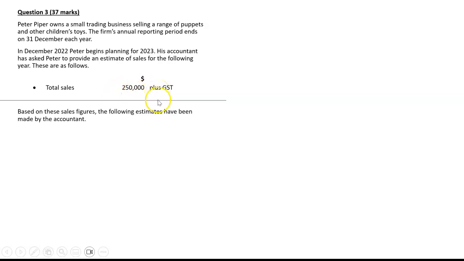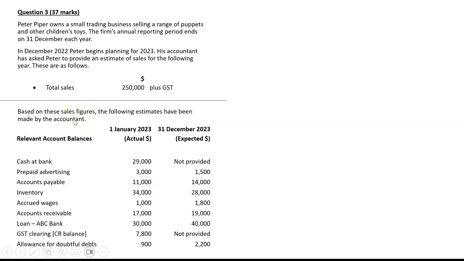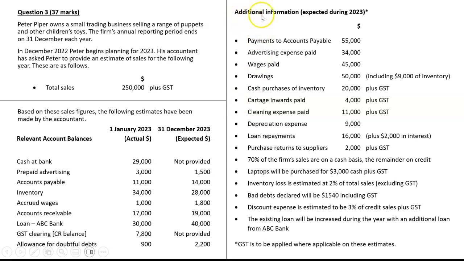And now the problem with this question is we've got so much information, because now it says, based on these sales figures, the following estimates have been made. And there's a lot of information there. And then, complicating it even more, there's some additional information.